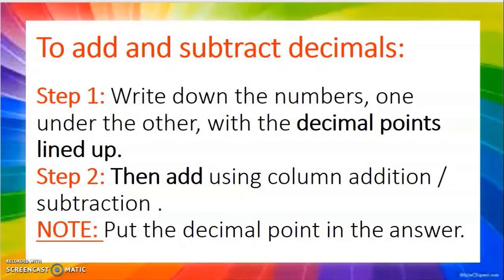To add and subtract decimals, first write down the numbers one under the other with the decimal points lined up. Second step, then add using column addition or subtraction. Take note to put the decimal point in the answer.